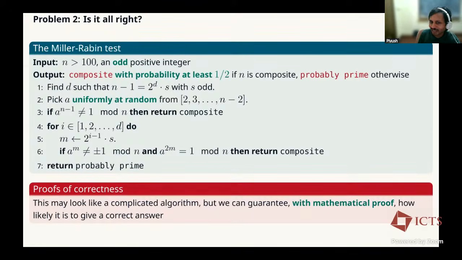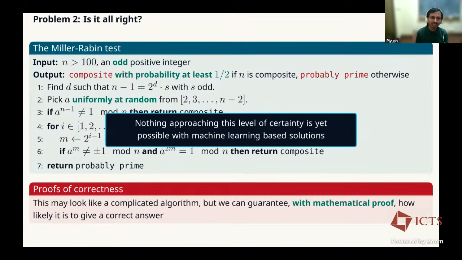So it's a complicated algorithm. It's not obvious that it's the correct algorithm, but there is an easily checkable proof which says that this algorithm is actually correct. It will give the right answer with very good probability. And nothing approaching this level is possible with essentially any machine learning based solution.